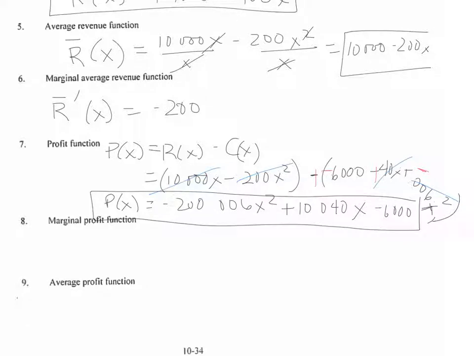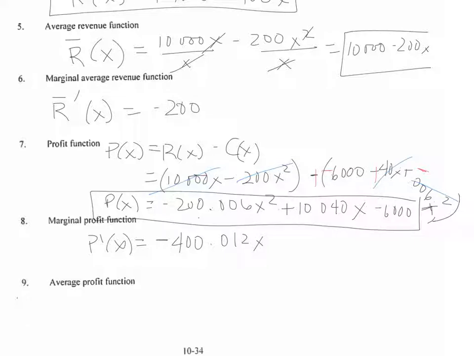So now that I've found it, what would we do to get the marginal profit function? Take the derivative, p prime of x. Okay, what do you get if you take negative 200.006x squared and differentiate? It's going to be negative 400.012x. Excellent, because I took this exponent, pulled it down, multiplied it times the coefficient, and then my new exponent is one less than what I started with. So that's why I have that.